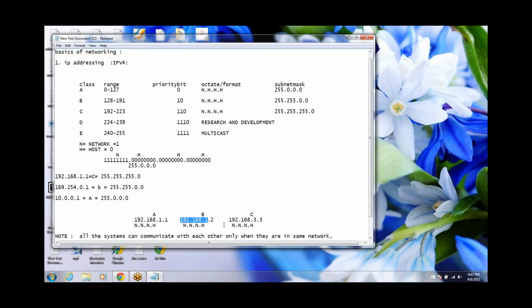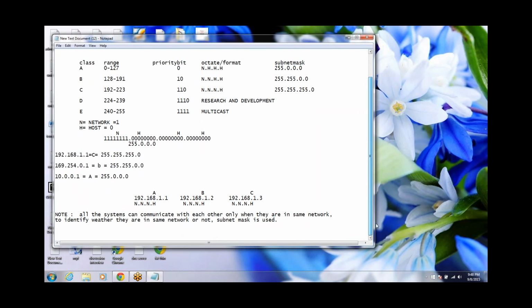In a similar way, in system C, if I modify this to 1.3, now what happens? All the systems can communicate with each other, only when they're in the same network. To identify whether it is the same network or not, the subnet mask is used.